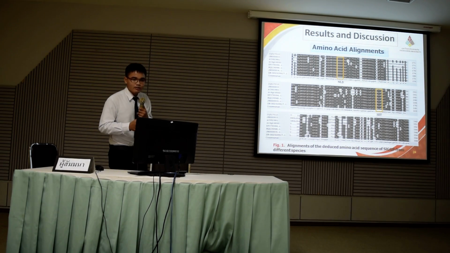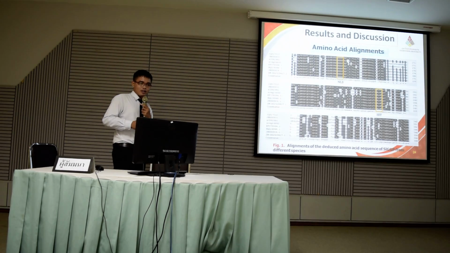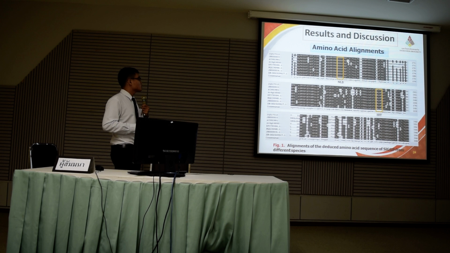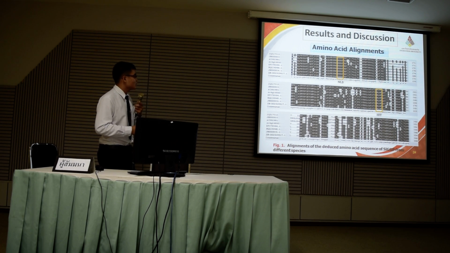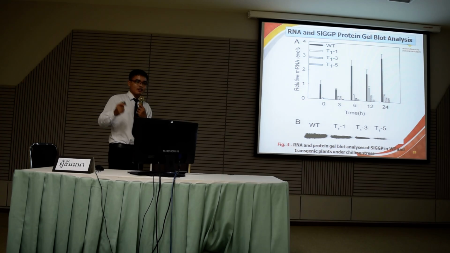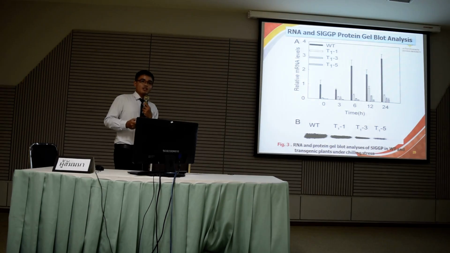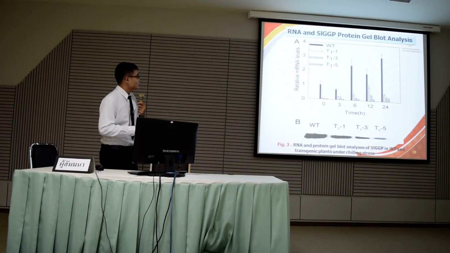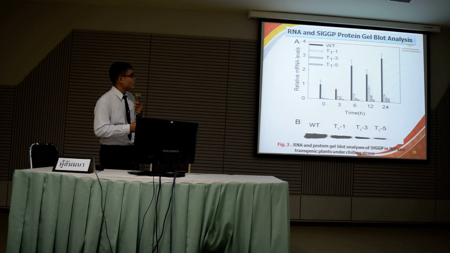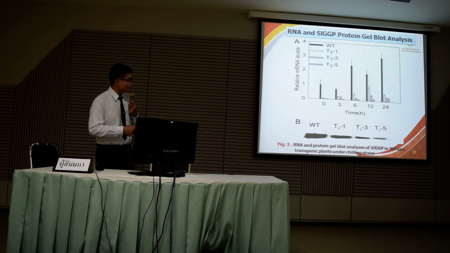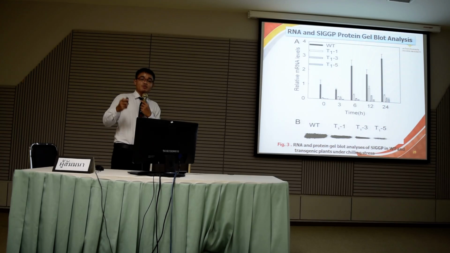This slide is for the results and discussion. This slide shows the amino acid alignment between tomato and different species. There are two highly conserved regions. The NLS is the nuclear localization signal, and the HIT is the motif for enzyme catalysis. And the next, this slide shows the RNA and SLGGP protein gel blot analysis. You can see the mRNA level of transgenic plant was lower than wild type, and also in the protein gel blot, the protein content of transgenic plant was lower than wild type, indicating that the gene expression was decreased.